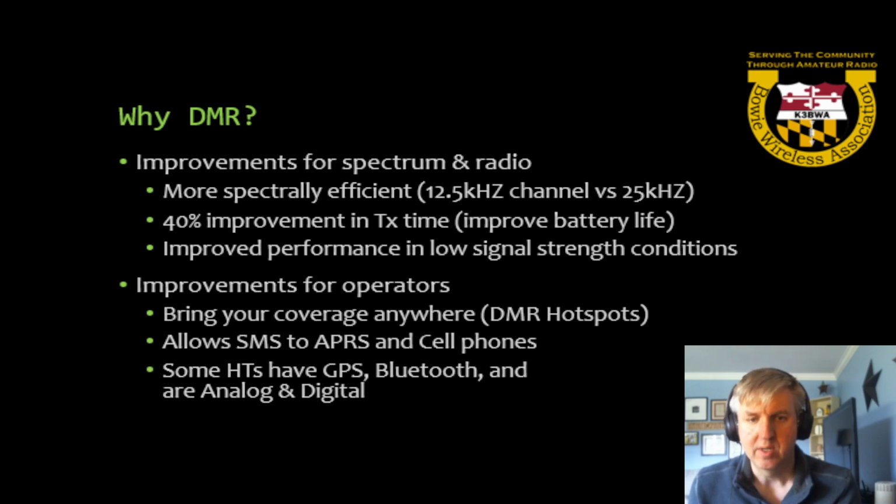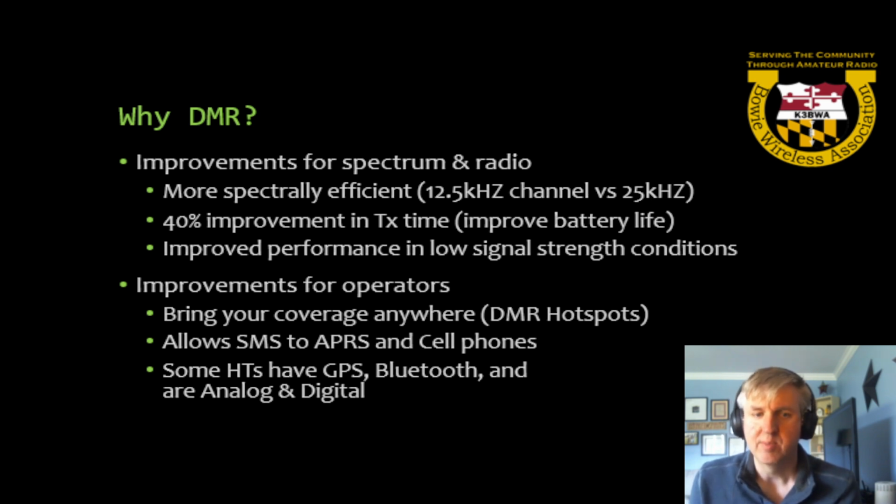With DMR, the bandwidth required is actually only 12.5 kilohertz. So this is about a 50% reduction in bandwidth just from the RF side. The other advantage of this is if there is an area where there's density in terms of existing repeaters, you can actually pick areas where there's gaps and fill in the coverage there.